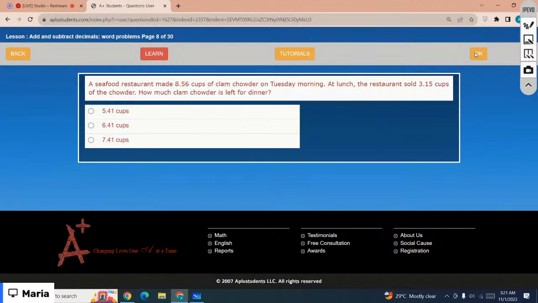A seafood restaurant made 8.56 cups of clam chowder on Tuesday morning. At lunch, the restaurant sold 3.15 cups of the chowder. How much clam chowder is left for the dinner? So you have to see how much is left, right? That means you have to subtract them, right? 8.56 minus 3.15. So which is the correct option?